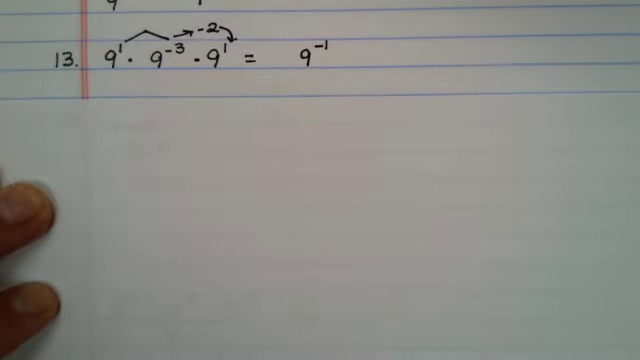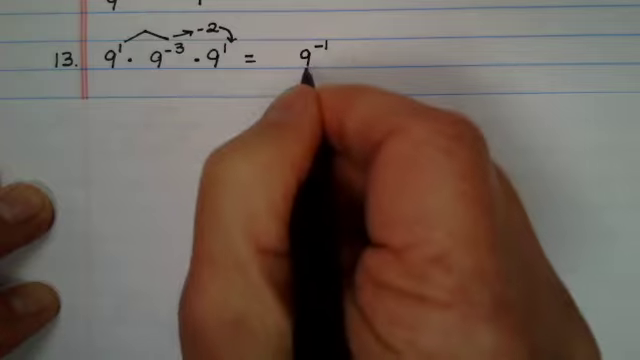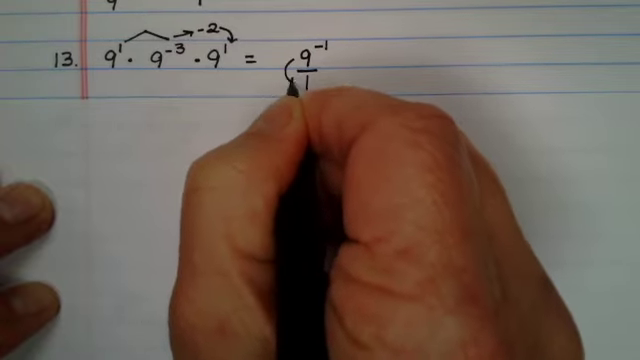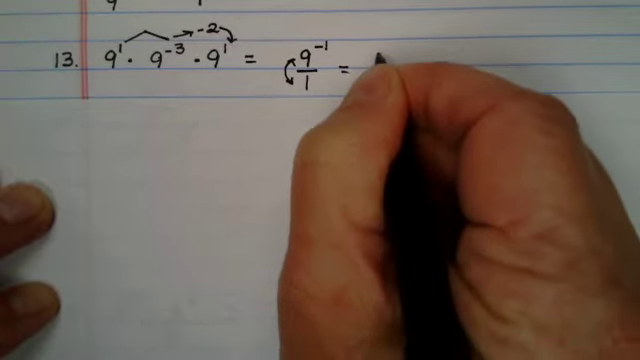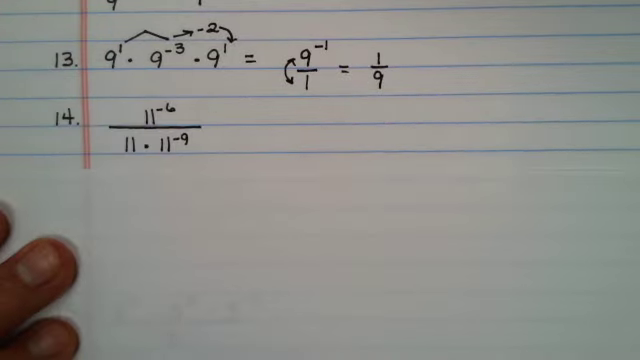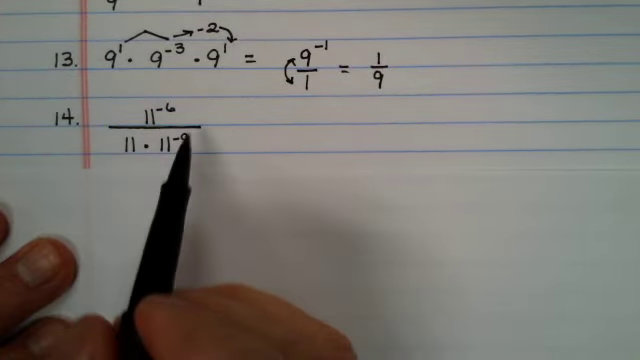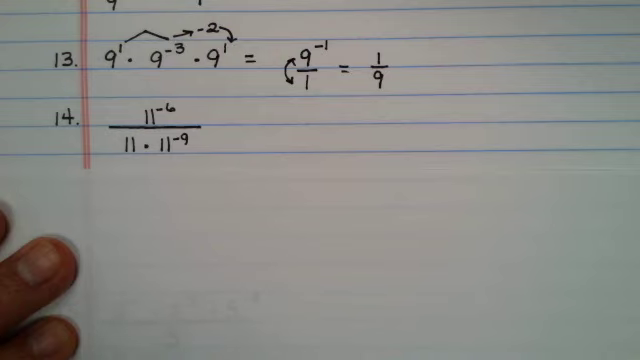Since this says evaluate, I can't have negative exponents. I rewrite this as a fraction, and I flip this, and I get 1/9. First thing I look for is to see if I have the same base. All these have the same bases, so I can use a lot of those rules for adding and subtracting my exponents.